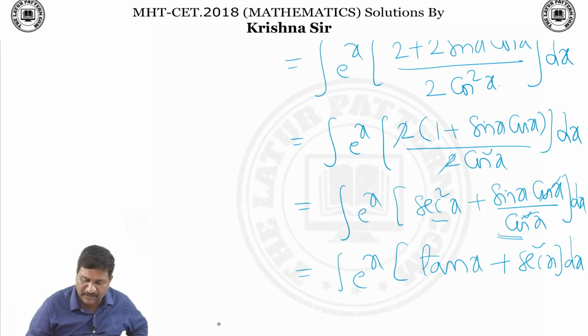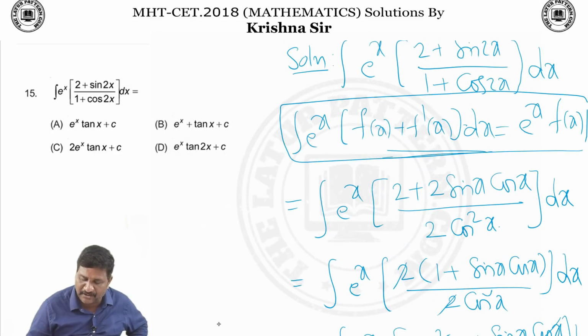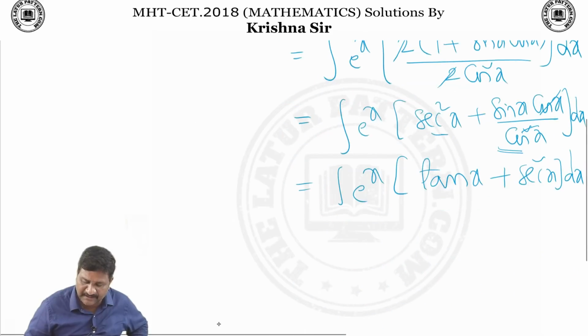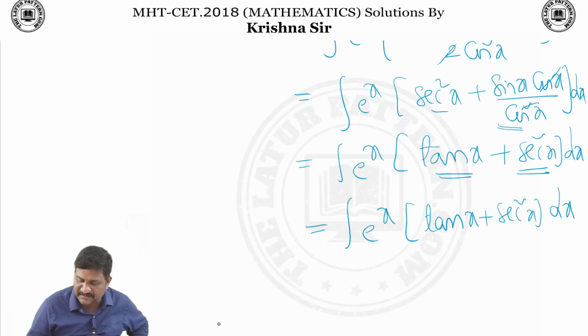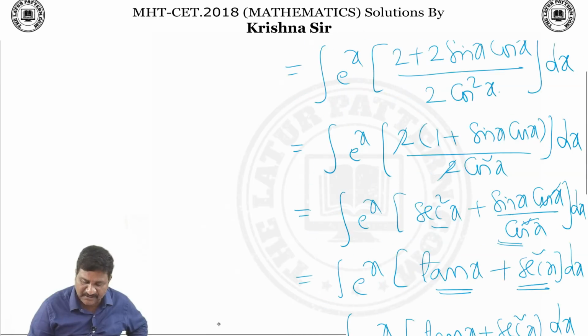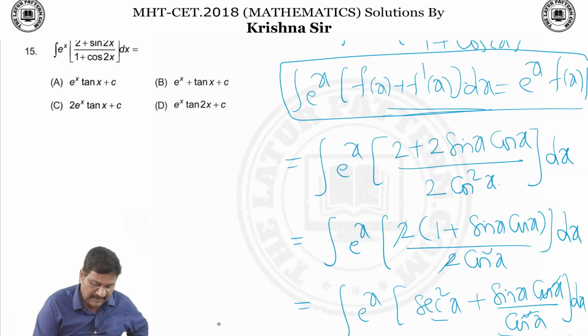Now by our well-known formula, e power x into (f of x plus f dash of x), here f of x is tan x and f dash of x is secant square x. So e power x into (tan x plus secant square x) dx equals e power x into f of x, that is tan x, plus c. So by the given options we have option A.